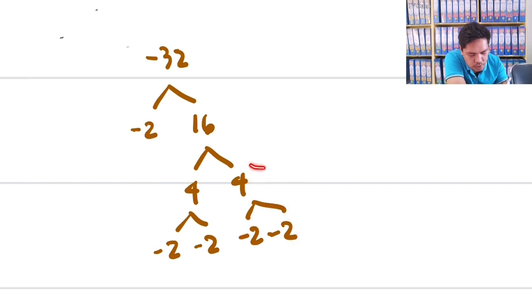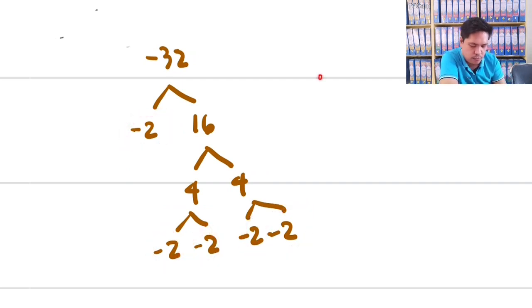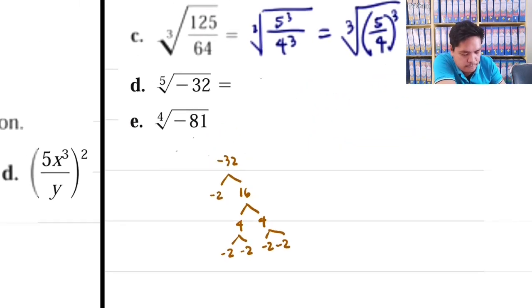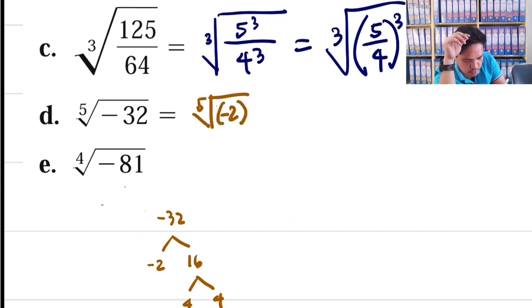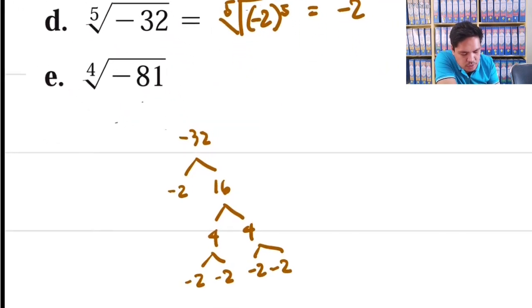So, pwede ulit natin mabalik dito sa negative 32. So, therefore, that's negative 2, negative 2, negative 2, negative 2, negative 2. So that's negative 2 raised to 5. So therefore, pwede na siyang lumabas. Okay? Napakadali. How about this one?